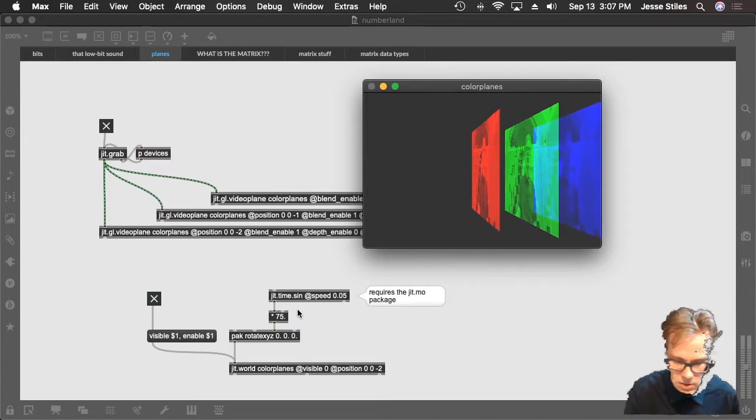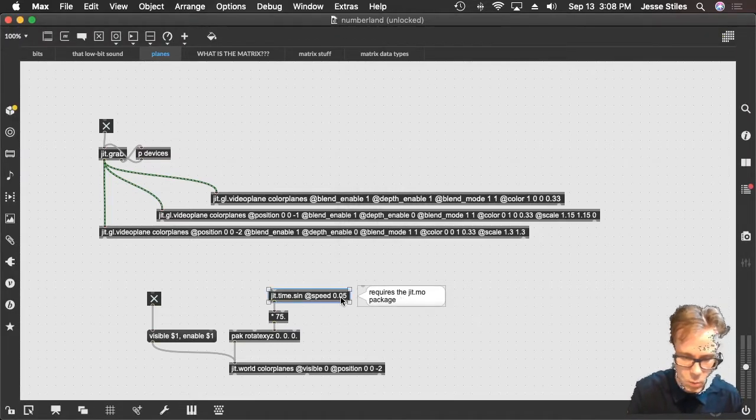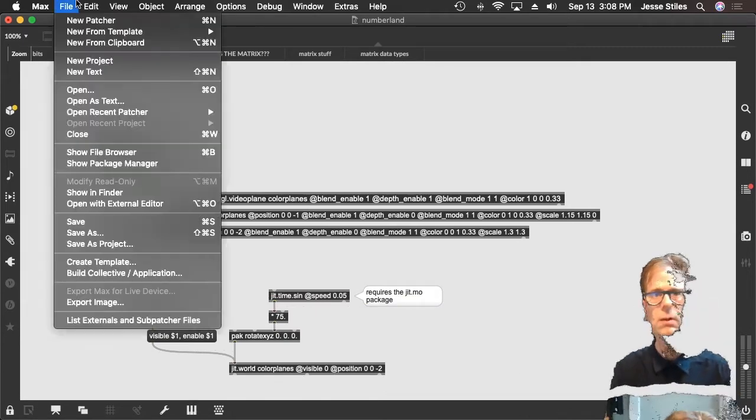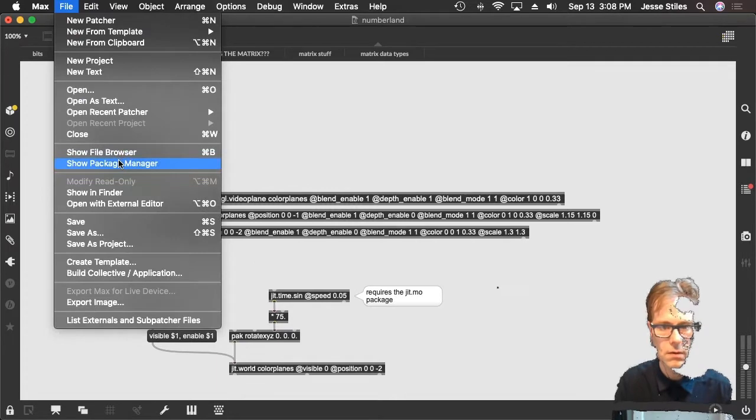And this little demonstration is using this one object that comes from the jit.mo package. So you should check that out using the package manager, which is here, the package manager.